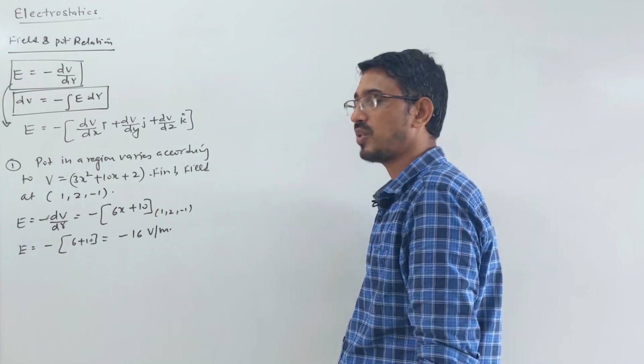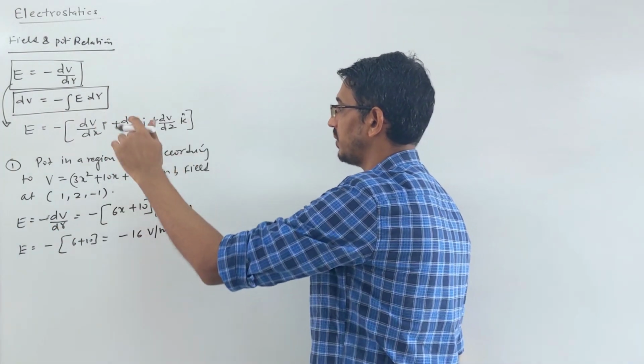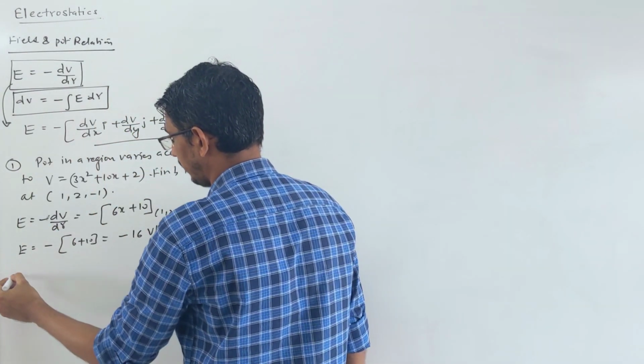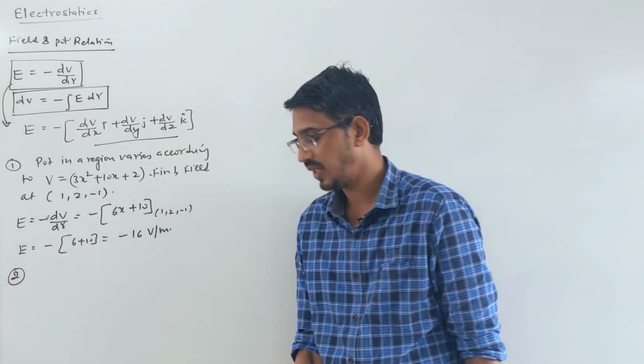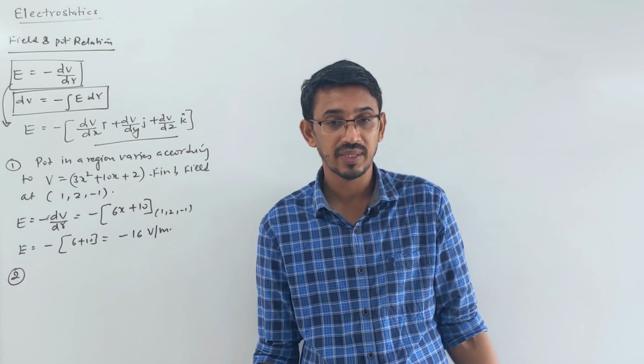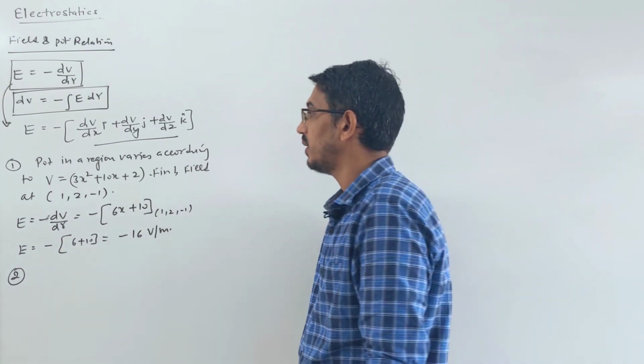Now the same question I ask in multiple coordinates, or Cartesian form. This is called Cartesian form. It means the potential varies in multiple directions, x, y, z, all. Okay, so same question only.